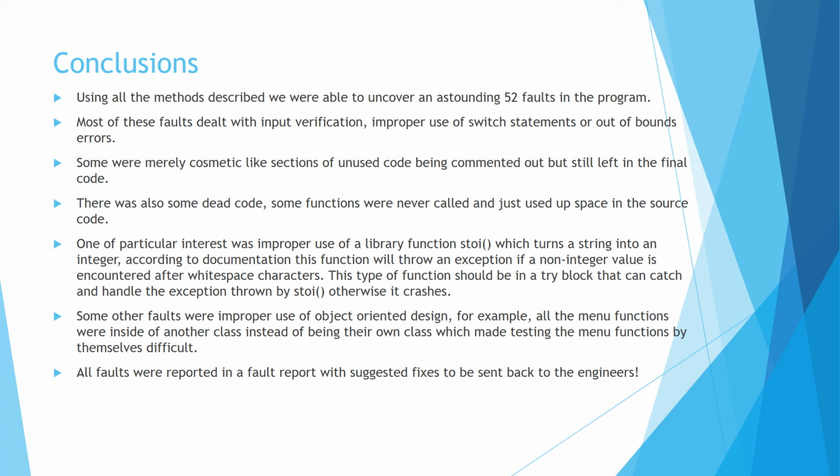So, using all the methods that we've described, we were able to uncover an astounding 52 faults in the program. Most of these faults just dealt with input verification or improper use of switch statements or out-of-bounds errors. Some were merely cosmetic, like sections of unused code being commented out, but still left in the final code. There was also some dead code, like some functions that were never called, even though they were fully defined, and they were just using up space in the source code, which makes the code harder to read and things like that.